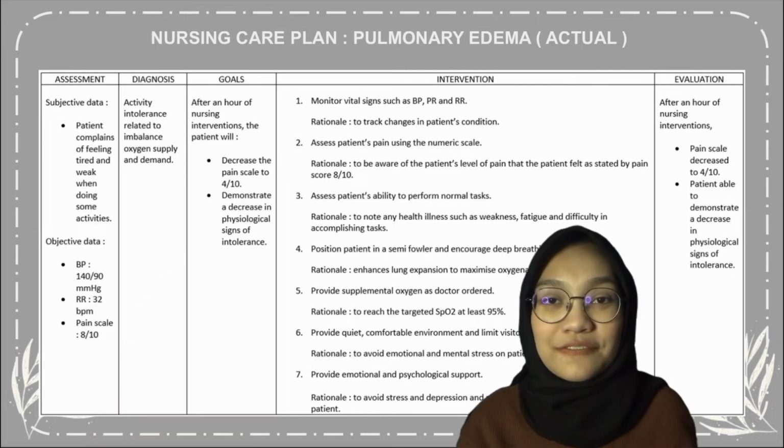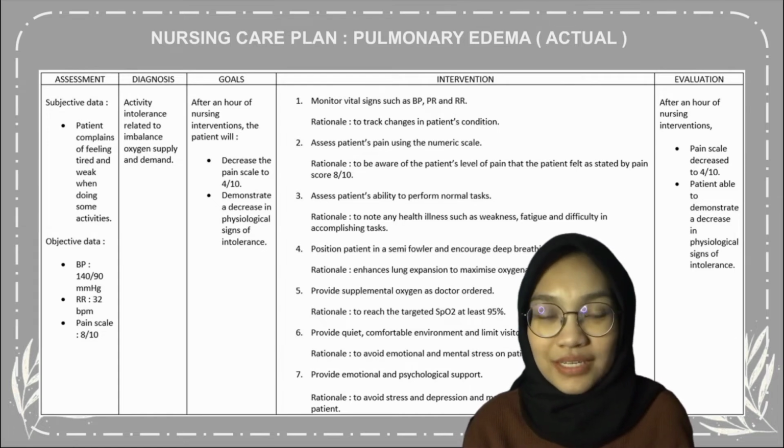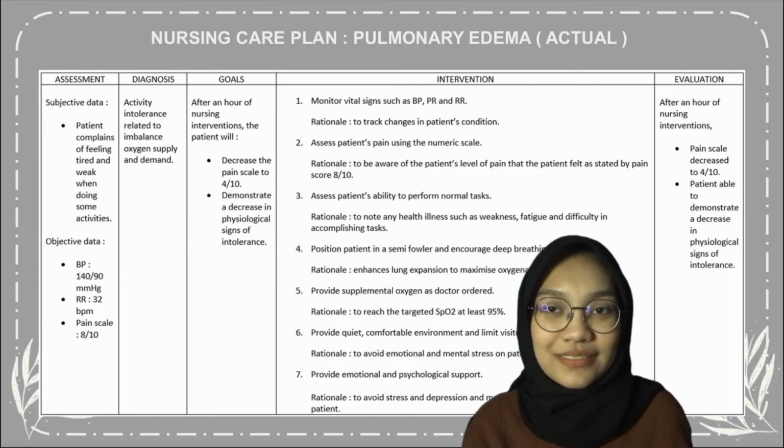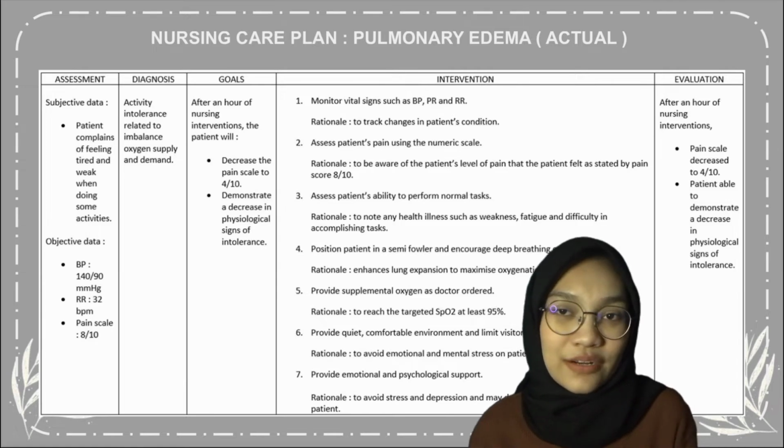Now I'm going to present the first two interventions. The first intervention is to monitor the vital signs such as blood pressure, pulse rate, and respiratory rate. The rationale is to track changes in the patient's condition. The second intervention is to assess the patient's pain by using the numeric scale. The rationale is to be aware of the level of pain the patient felt, as it was stated the baseline scale was 8 out of 10.